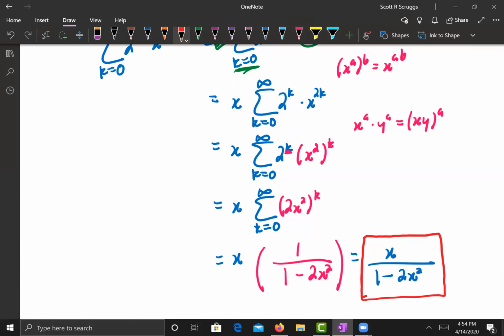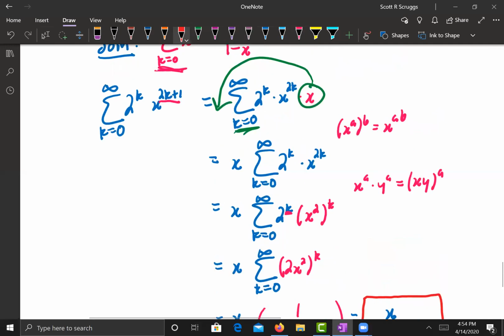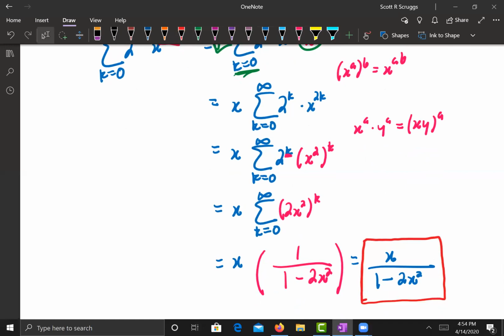And there's me working backwards, trying to figure out what the series is in terms of a function. Any questions on that sample in particular?